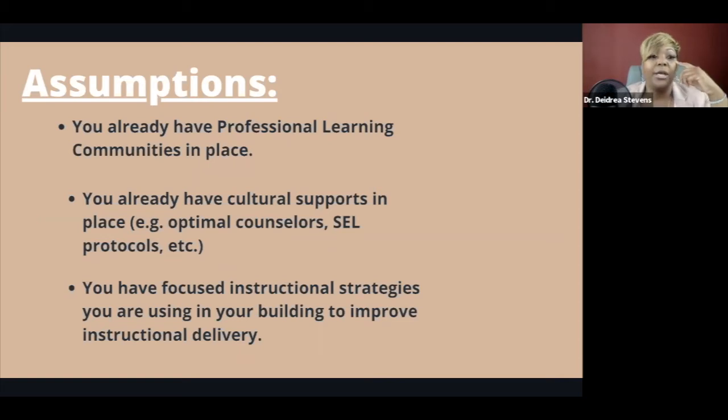Okay. All right. It also assumes that you have focused instructional strategies you are using in your building to improve instructional delivery. So I wanted to eliminate the excuse of, well, our teachers are all over the place. Listen, I am assuming that you do have certain instructional strategies that you are focusing on, even if it's one. You have something that your teachers need capacity in. And I am assuming that you already have the knowledge of that, based on what you have seen in your classes as you have conducted your walkthroughs, all right?